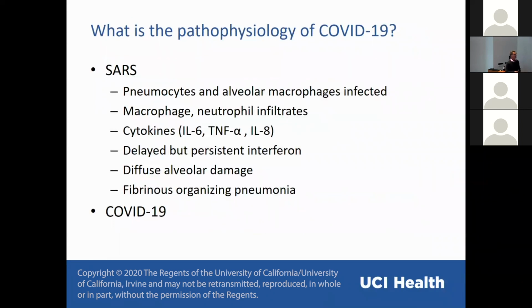We don't know a lot about the pathophysiology of COVID-19 based on SARS, which seems to have probably a similar pathophysiology. We think that it's mainly the pneumocytes, particularly the type 2 pneumocytes, that are the primary target of infection in the lung. Alveolar macrophages seem to get infected, though less commonly. There appear to be macrophages and neutrophils that infiltrate in response to this infection and probably set up immunopathology, which is characterized by pro-inflammatory cytokines such as IL-6, tumor necrosis factor alpha, and interleukin-8.